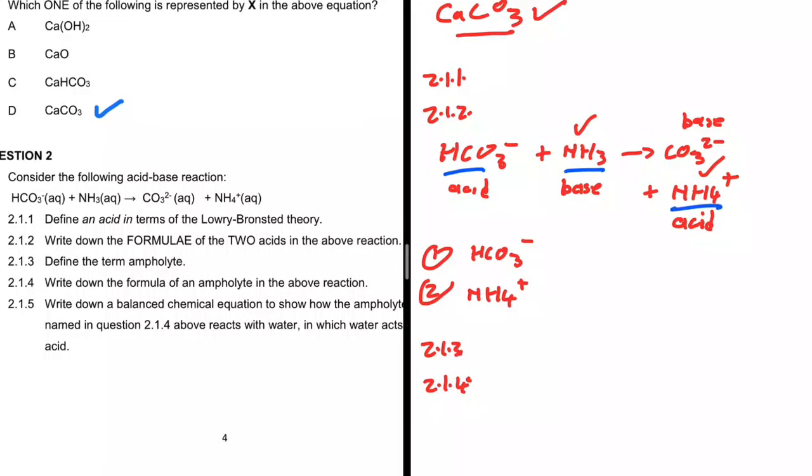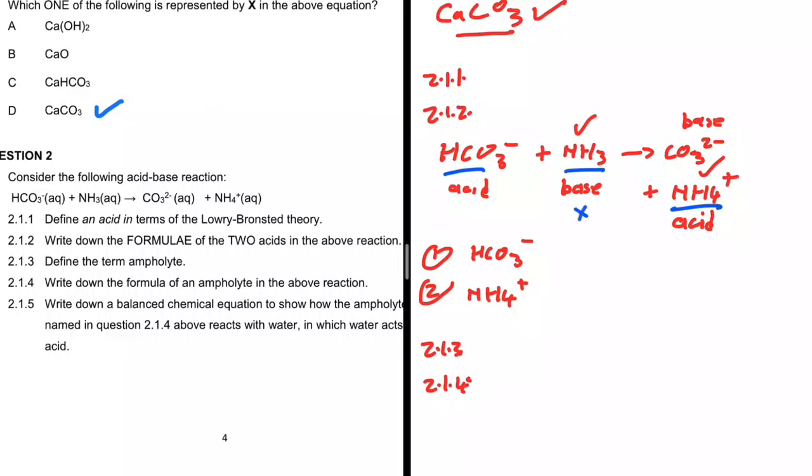We don't have such a thing as NH2 minus. It does not exist. This is not a thing we have in chemistry. So we know that NH3 cannot act as an acid. It cannot donate a proton and become NH2 minus. So this is out of the way. We know that this cannot be true.